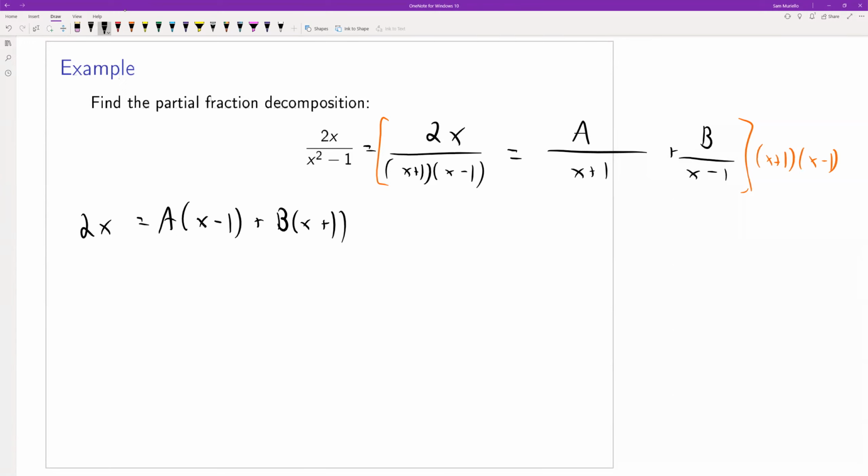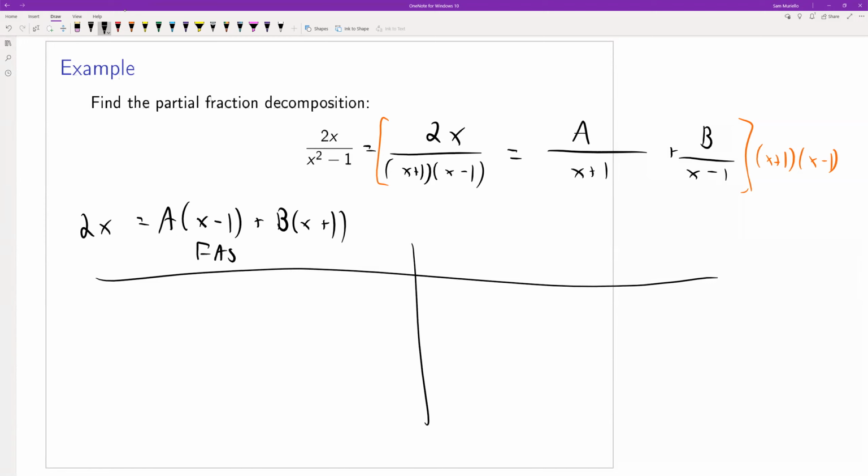Now, there are 2 ways that we can solve from here. I like to call this the fast way and the reliable way.